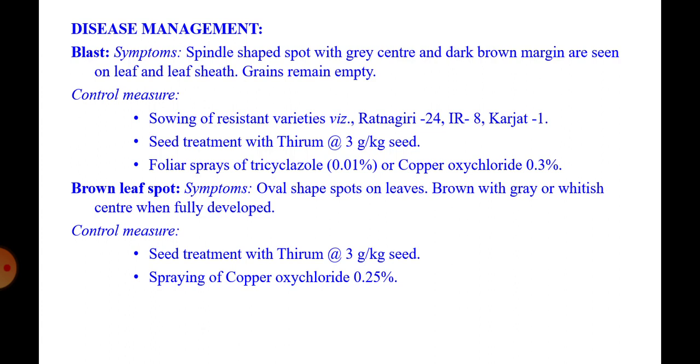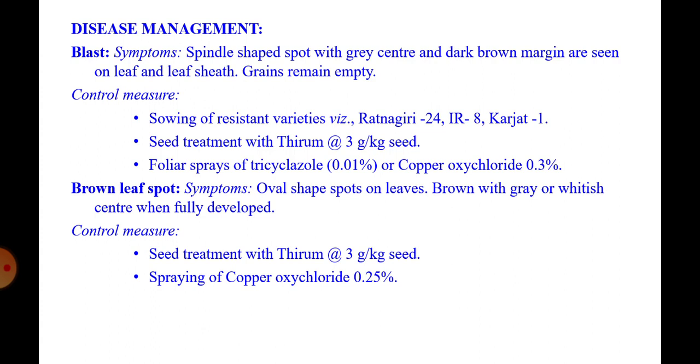Reduction in yield due to various diseases has been estimated at about 10 to 15%. Blast is one of the important diseases. To control it, grow varieties like Ratnagiri 24, Karjat 1, IR8, and treat seeds with thiram at the rate of 3 gram per kg of seed. Foliar spray of tricyclazole 0.01% or copper oxychloride 0.3%.